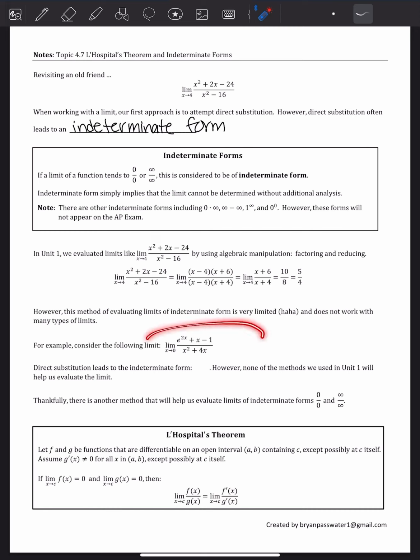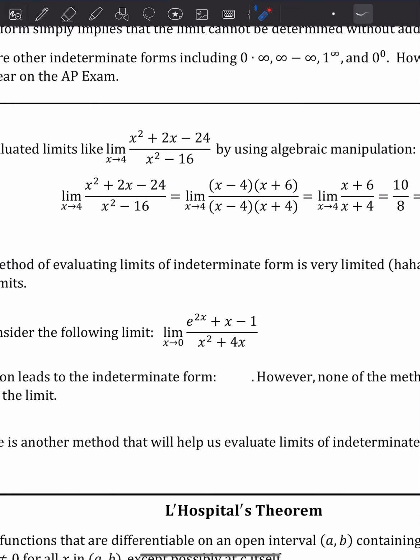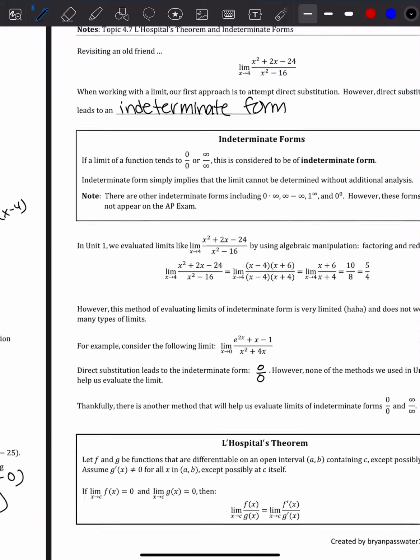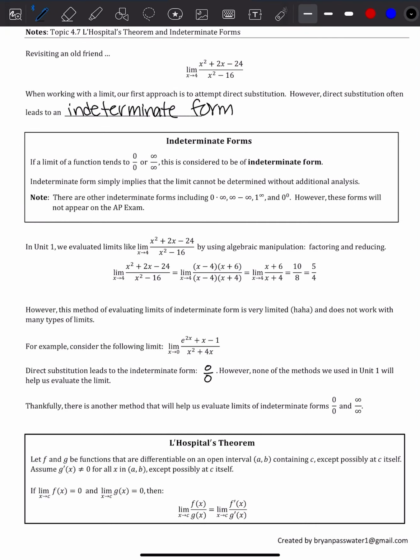Unfortunately, when we get things like this, the limit as x approaches 0 of e to the 2x plus x minus 1 divided by x squared plus 4x, if we use direct substitution, we still get that form, 0 over 0. We can't actually do anything with the methods we know, so we have to try something else. This brings us to L'Hopital's rule.